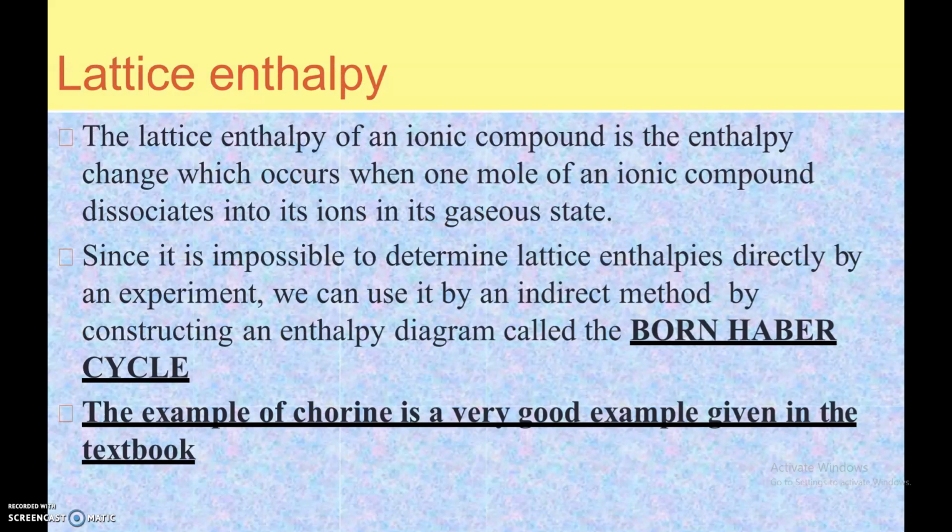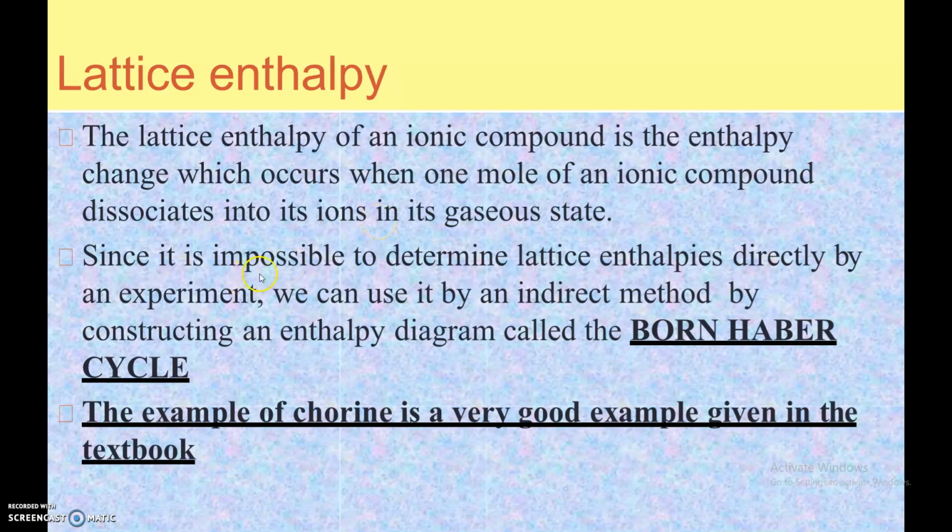We'll see what lattice enthalpy is. You have already studied lattice enthalpy. The lattice enthalpy of an ionic compound is the enthalpy change which occurs when one mole of an ionic compound dissociates into its constituent ions in its gaseous state. So we can define lattice enthalpy as the enthalpy change which occurs when one mole of an ionic compound dissociates into its ions in its gaseous state.